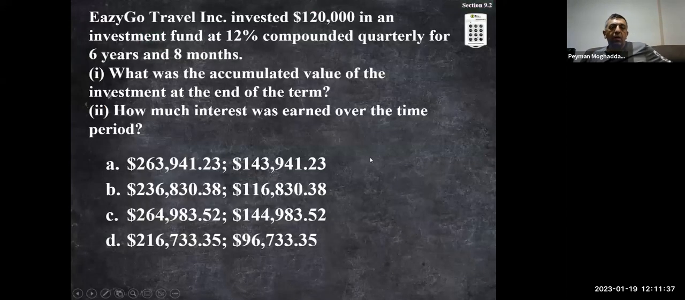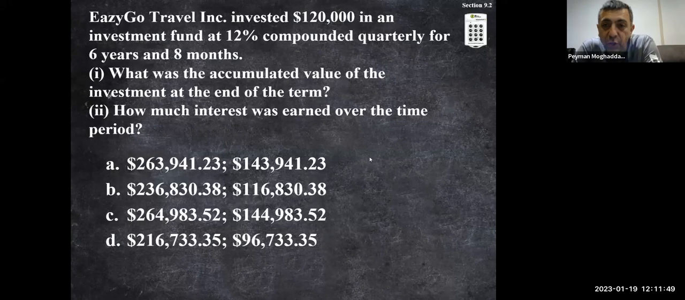Okay, interest. All right, so this is another question. I'll give you a few minutes for this. Easy Go Travel Inc. invested 120,000 in an investment fund at 12% compounded quarterly. So you have present value, and you have nominal interest rate compounded quarterly, so you know M, for 6 years and 8 months. What was the accumulated value of the investment at the end of the term, like the future value? How much interest was earned over the time period? Okay, I'll give you a few minutes for this. It's a simple question. Just do the math which we discussed in class.